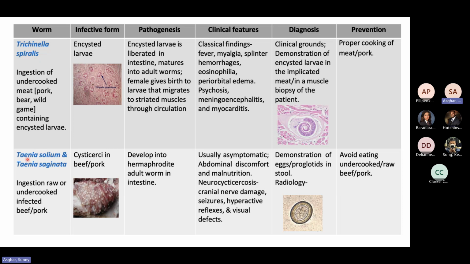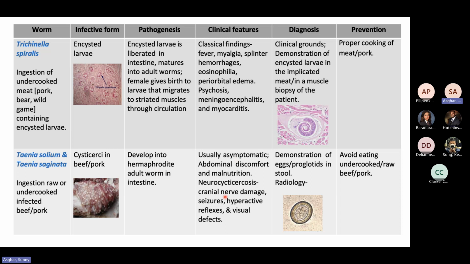Then the next one is Taenia solium and Taenia saginata, right? Same thing, ingested with raw or undercooked beef or pork. They're hermaphrodites, so they can be either male or female, basically, and they are usually asymptomatic. But they can cause malnutrition, because they're in the intestine and can disrupt the intestine.